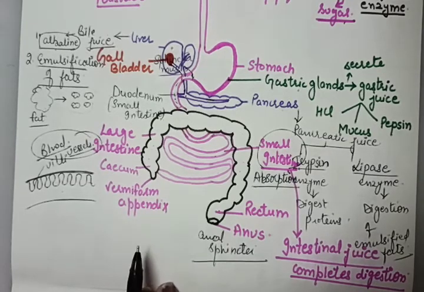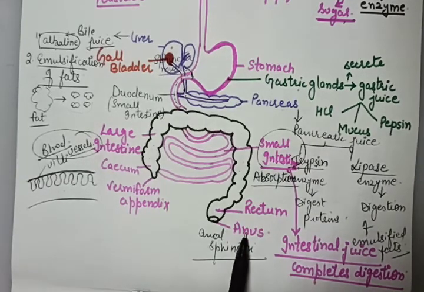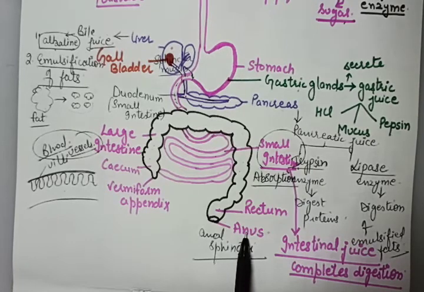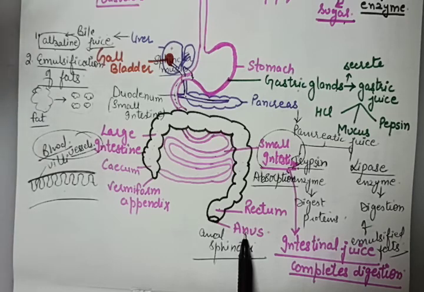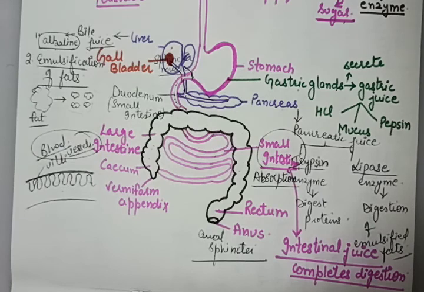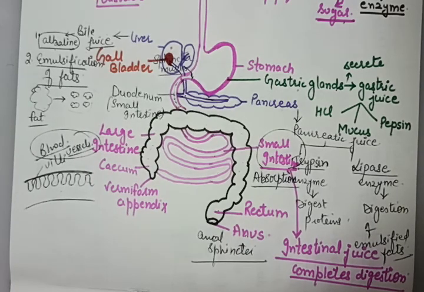So in this way we have finished with the human digestive system. To make it clearer, you have to see the video again and again. Students, watch the video again and again. If you face any problem in understanding any part or functioning of the alimentary canal of the digestive system, then you can ask me. We will revise it again.